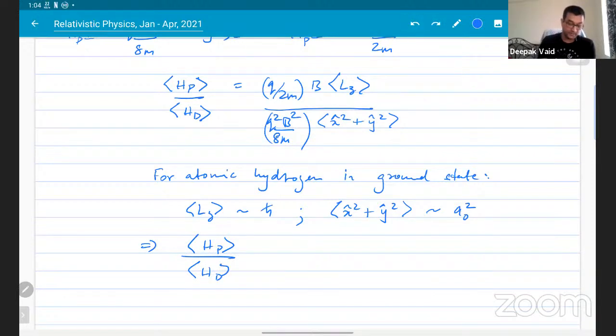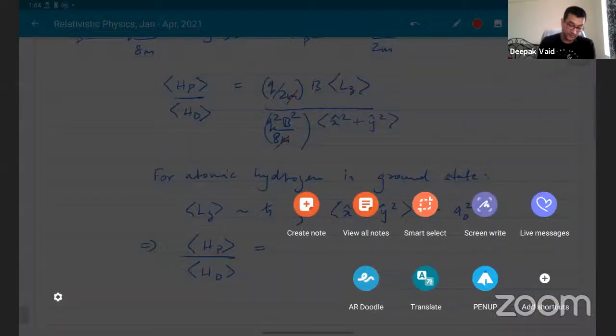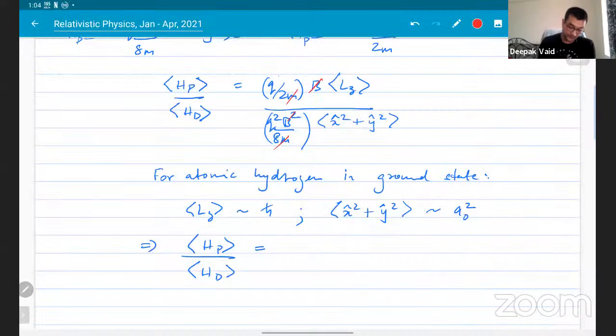H diamagnetic over H paramagnetic. Well, we do some cancellations. Let's see. Sorry, one factor of B cancels out. One factor of Q cancels out. So you will get something like 4 divided by 4 h bar QB.